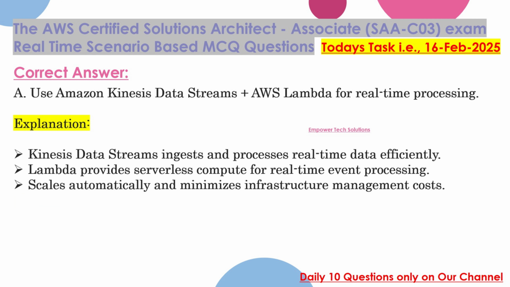Correct answer: A. Use Amazon Kinesis Data Streams plus AWS Lambda for real-time processing. Explanation: Kinesis Data Streams ingests and processes real-time data efficiently. Lambda provides serverless compute for real-time event processing. Scales automatically and minimizes infrastructure management costs.